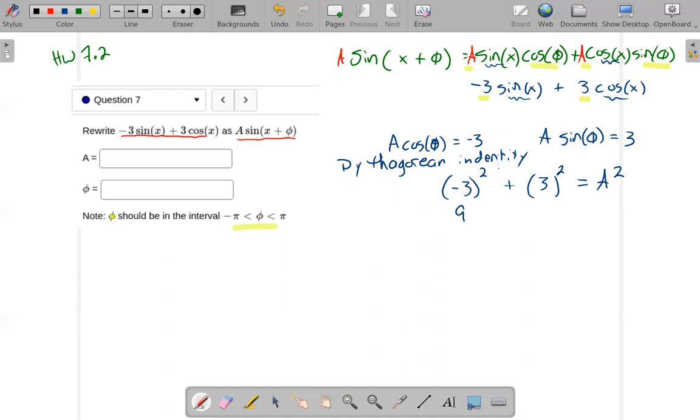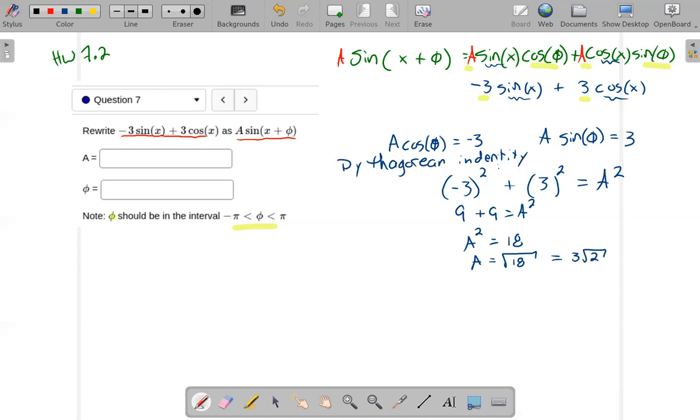So we're going to get 9 plus 9 equals a squared. Rewriting that, I'm going to write a squared first is equal to 18. So a has to be plus or minus the square root. We're just going to go with the square root. And 18 is 2 times 9, so that reduces to square root of 9 is 3, square root of 2. So we get a value for a there.